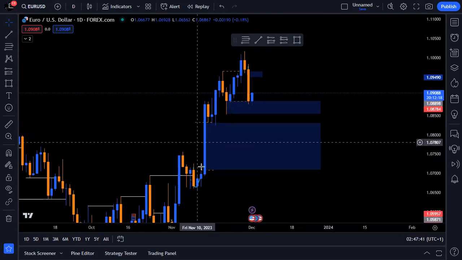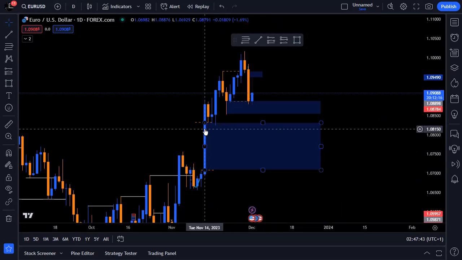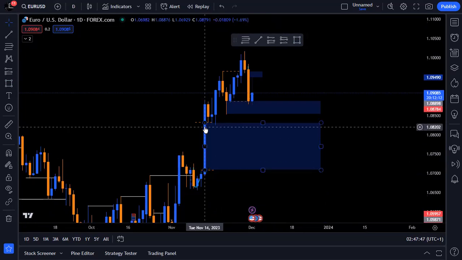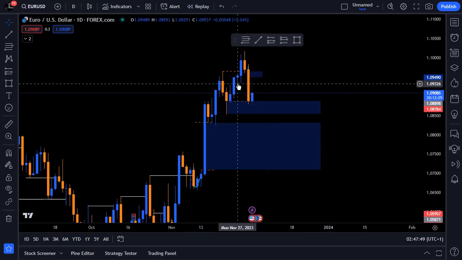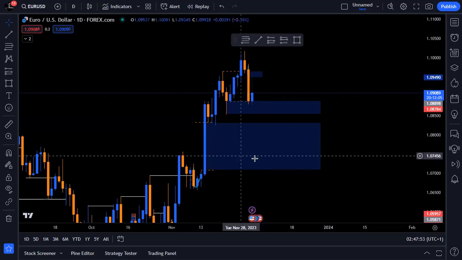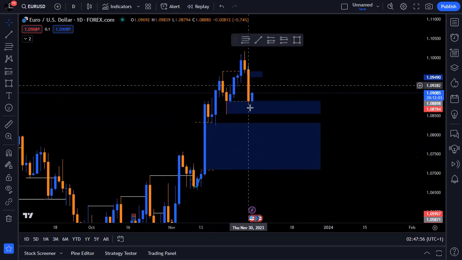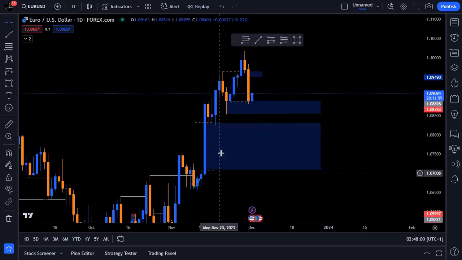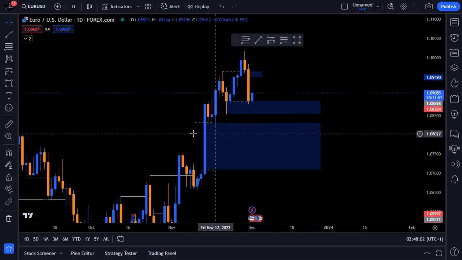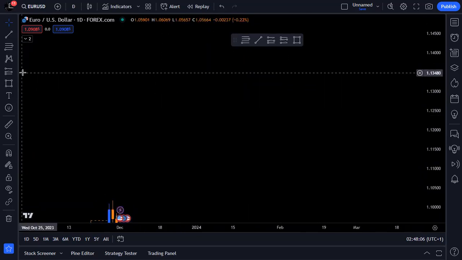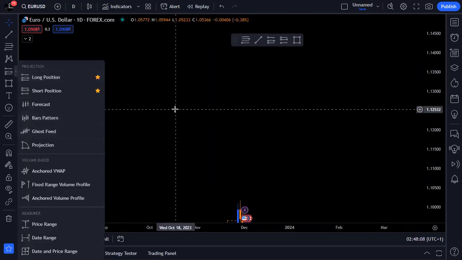It's more like price delivery here was not complete. So price needs to come back and satisfy the people it left hanging here. It needs to come back and fill up the inefficiency, fill up the space. So this is serving as what? Draw on liquidity.